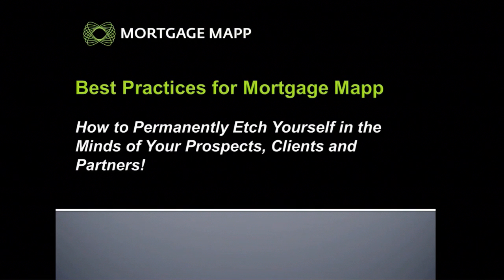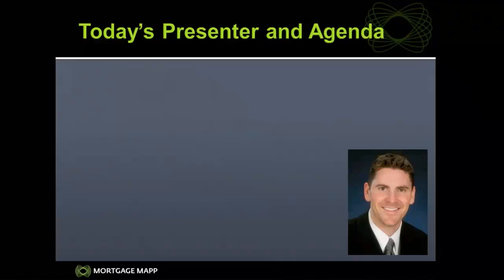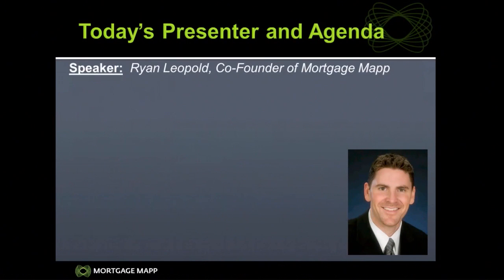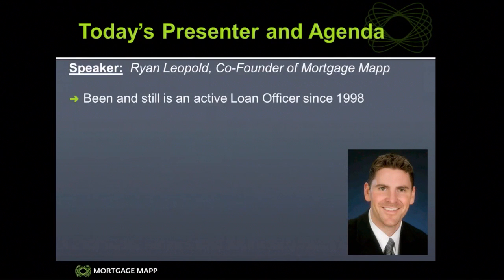So I've talked to a lot of you before, but just a quick introduction. My name is Ryan Leopold. I am one of the co-founders of Mortgage Map, but I am also a loan officer. I've been in the industry since 1998. I still do loans every single day. Over the last 15 years, I've closed about $600 million in funded loans.